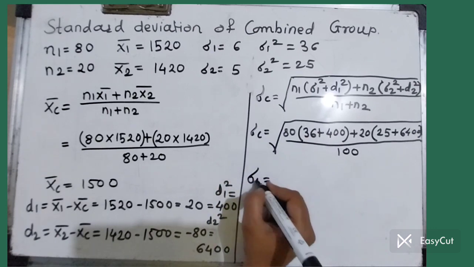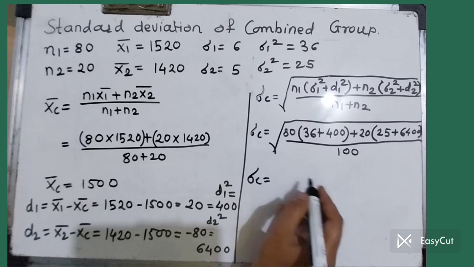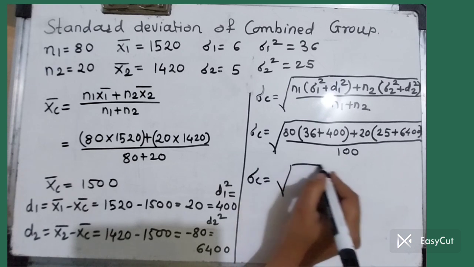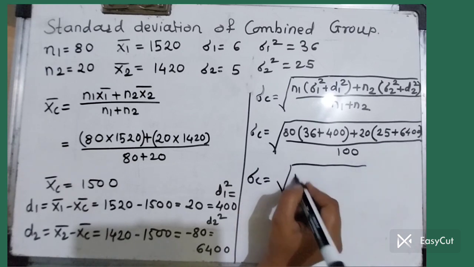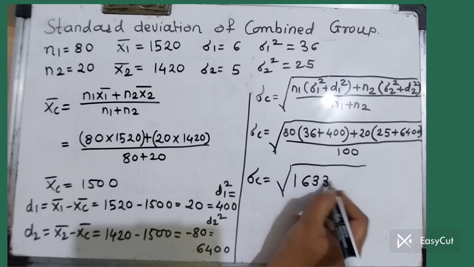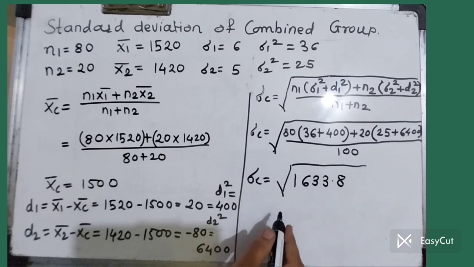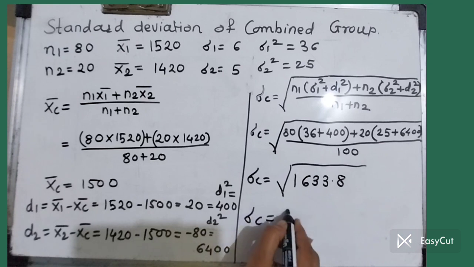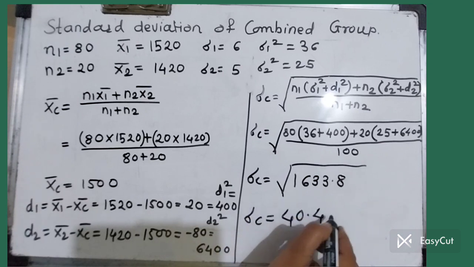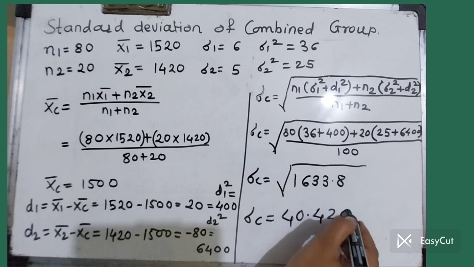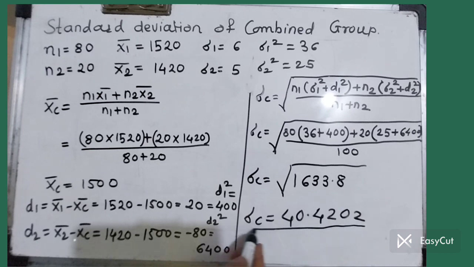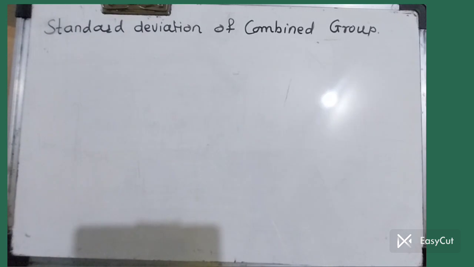So again put all values in the calculator and find out. I calculated here, it is 16338, and the square root of 16338 is 40.4202. So the standard deviation of the combined group is 40.42. Okay, understood? Simply remember the formula from the exercise.